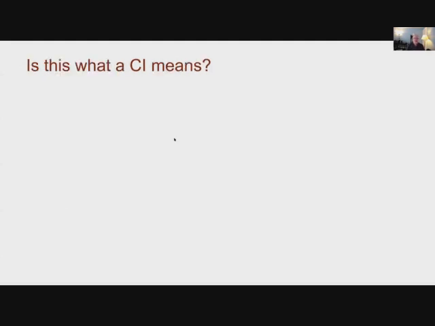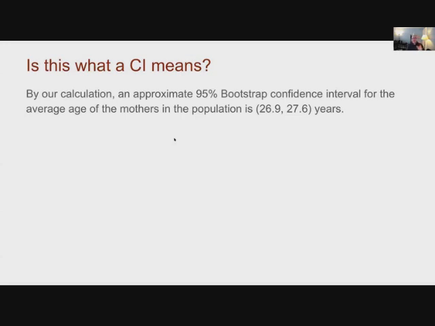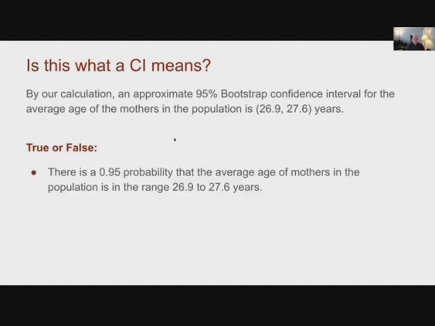Okay, this is another question here. So the same thing, right? By our calculation, the bootstrap interval for the average age in the population is from there. So true or false? There is a 95% probability that the average age of mothers in the population is in the range of 26.9 to 27.6. True or false? I want you to discuss this a little bit. We won't take too long, but let me create some breakout rooms.